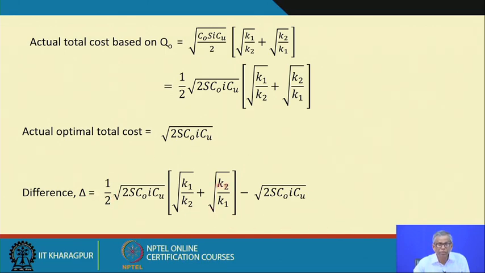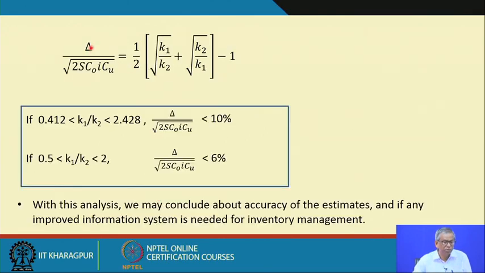Is it all right? You just follow the steps. The difference as a proportion of the optimal total variable cost is why you form this ratio and you get these expressions. So, half into root over k1 by k2 plus root over k2 by k1 minus 1. So, this is the expression.